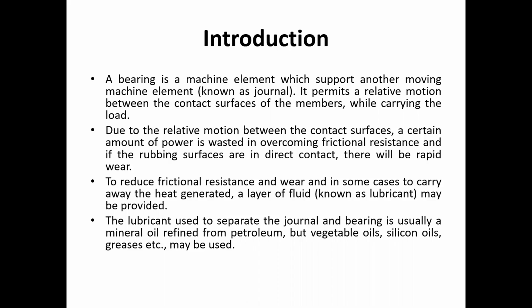Most of the cases, the machine element is the shaft, and the shaft is known as journal. Part of the shaft which is enclosed by the bearing, or covered by the bearing, is known as journal. Shaft and journal is nothing but the same thing. Okay, it permits a relative motion between the contact surfaces of the member while carrying the load.